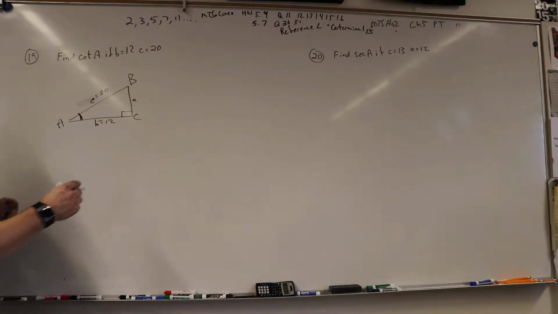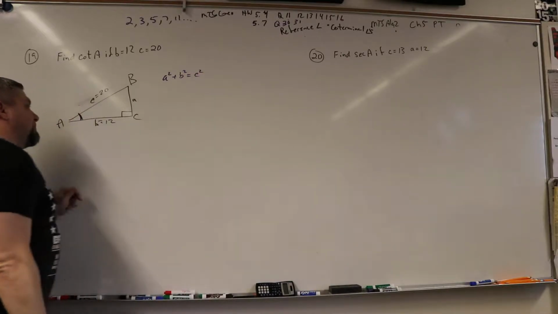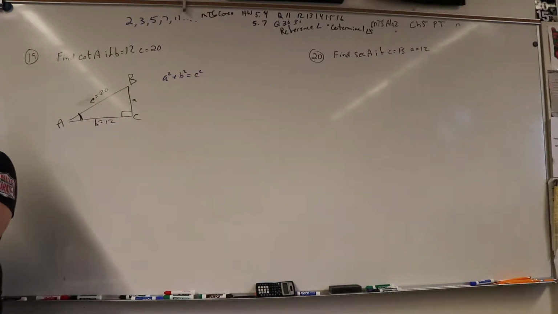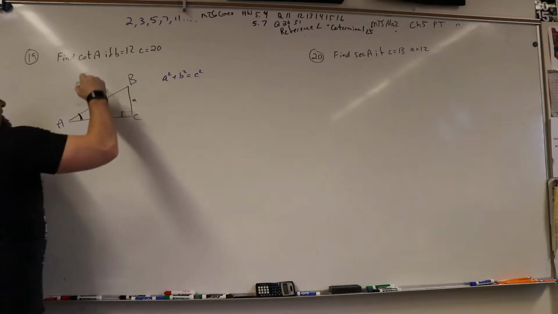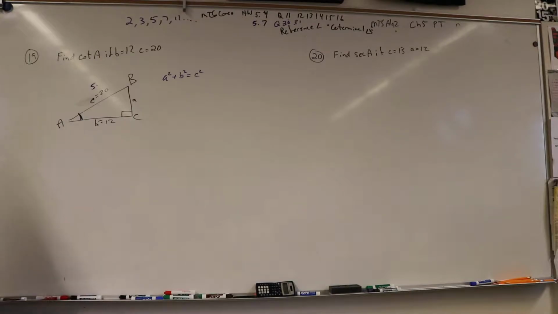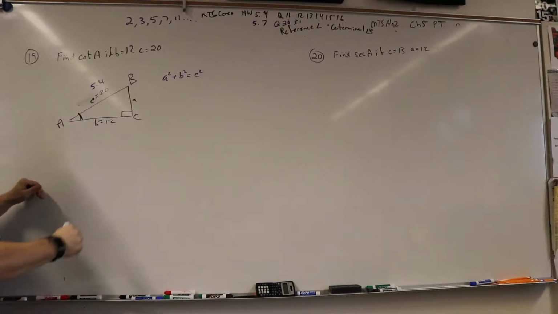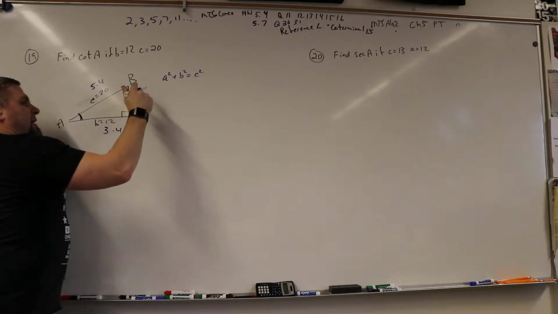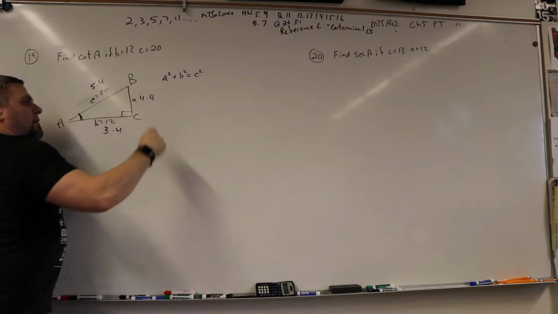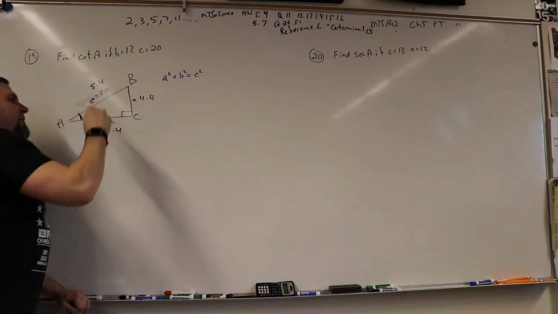Alright, so a squared plus b squared equals c squared. If I can do a Pythagorean triple, that's so much better. So does 5 go into 20? 5 goes into 20 4 times, right? Does 4 go into 12? 3 times. So that means that maybe this side is 4 times what? 4, right? Because then it would be a 3, 4, 5 triangle.